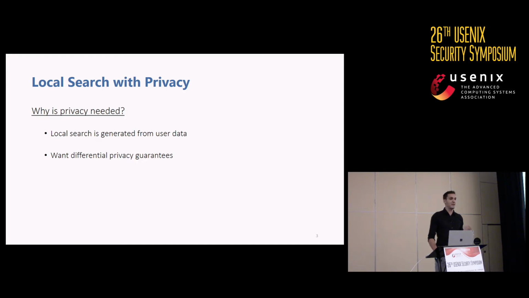So if they're going to give that up, they're going to want some serious privacy guarantees to go along with that. In fact, more than just serious privacy guarantees, they want rigorous and quantifiable privacy guarantees, which implies that we want differential privacy with local search. Now, especially after having just heard the last talk, I'm not going to go into all the details about what differential privacy promises and the kind of things that you can get out of that.